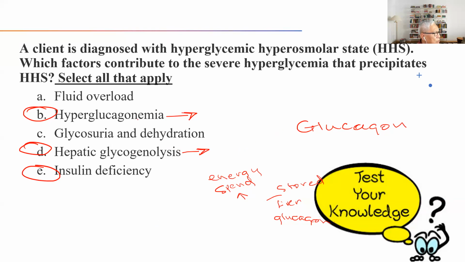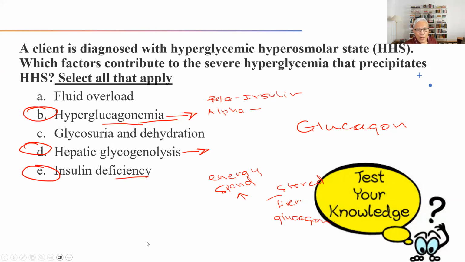By the way, glucagon is released by the alpha cells of the islets of Langerhans. If you remember that, the beta cells secrete insulin, and the alpha cells secrete glucagon. So because of the secretion of glucagon, you're going to have a lot of blood glucose. And then, of course, insulin deficiency. So when these three things are happening, you will have severe hyperglycemia.